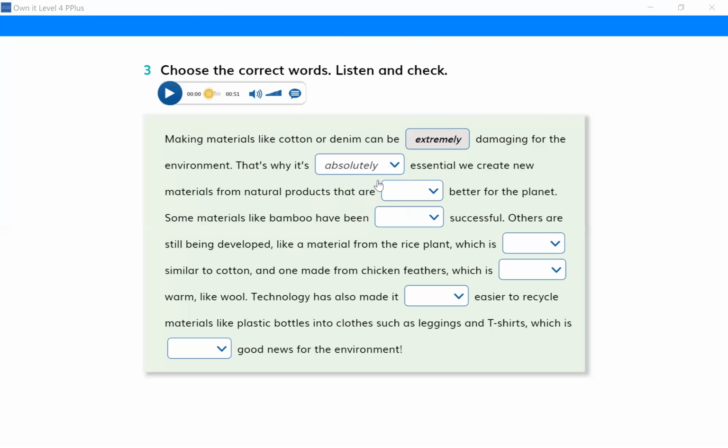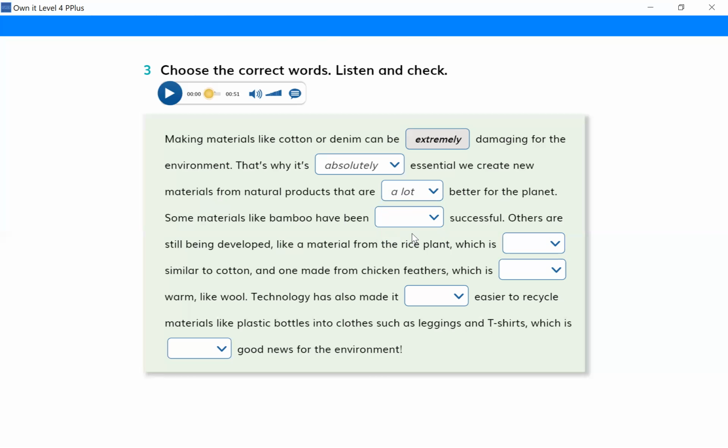Yes, Caro, this is what I'm doing now. So that's why it's absolutely essential we create new materials from natural products that are fairly better or a lot better. If you pick the modifier fairly, what happens? If you pick the modifier a lot, what happens? I just want to draw your attention that there is better, the comparative adjective better. That's why, as many of you chose, a lot fits here. Thank you. Very good. A lot better for the planet.